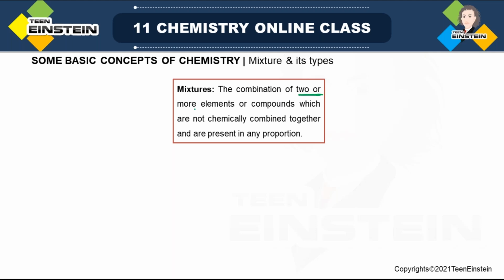So it may be a combination of two or more elements, or it may be a mixture of compounds also. It may be two compounds, or one compound and one element. But remember the condition that must be fulfilled: they are not chemically reacting with each other, so individual chemical properties should still be present. They are not chemically combined together and are present in any proportion.